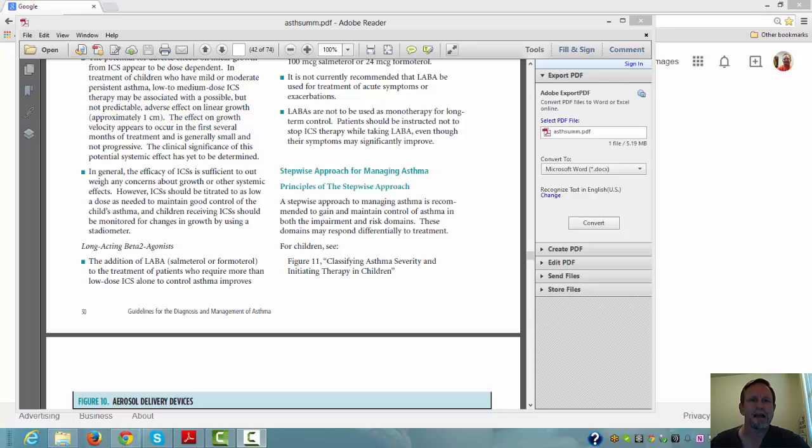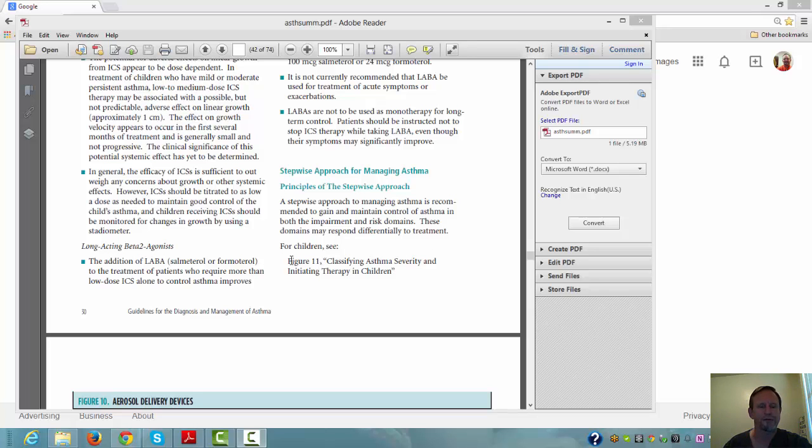I wanted to give you an example of a stepwise approach to managing asthma. So I have the document, the guidelines for the diagnosis and management of asthma, as a document that you can use. A stepwise approach to managing asthma is recommended to gain and maintain control of asthma in both the impairment and risk domains.